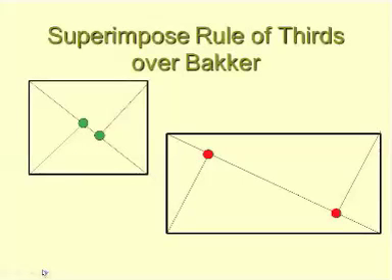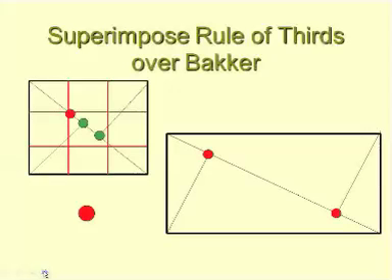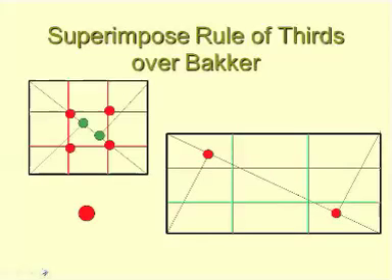Now, if we superimpose the rule of thirds over the Bakker saddle, you can see that in a regular size image, say 16 by 20 or whatever, 11 by 14, when you intersect, you're pretty much going to be fairly close to the other ones. When you go to the rectangular oblong one, again, a couple of them are going to be fairly close to the original ones, but then you're going to have opposites. So you have to decide what you want to use.